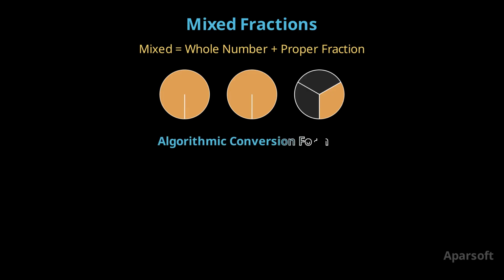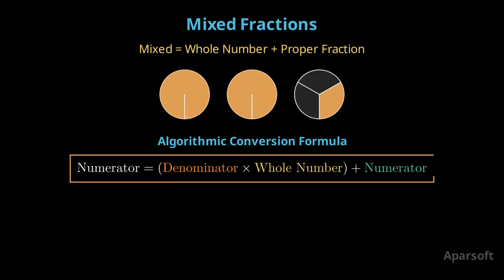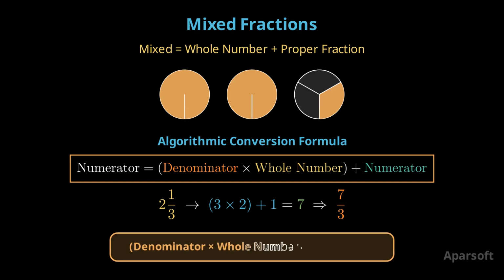Now, for your exams, you need the arithmetic formula too. The rule is new numerator equals denominator times whole number plus the numerator. For our example, we can write 2 and 1/3 as 3 times 2 plus 1, which is equal to 7. So 2 and 1/3 becomes 7/3. The formula is denominator times whole number plus numerator. That is the algorithmic way to convert any mixed fraction to an improper fraction.